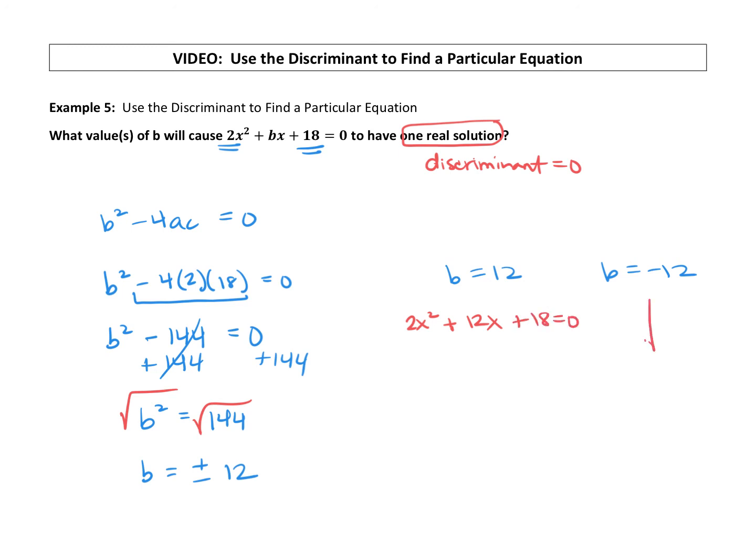The second equation, if b is negative 12, you're still going to have your 2x squared, and then because b is negative, we're going to say minus 12x plus 18 equals 0. So those are the particular equations we could find with a discriminant equal to 0, and we were missing that b value.